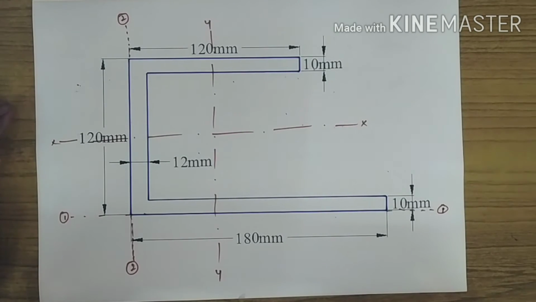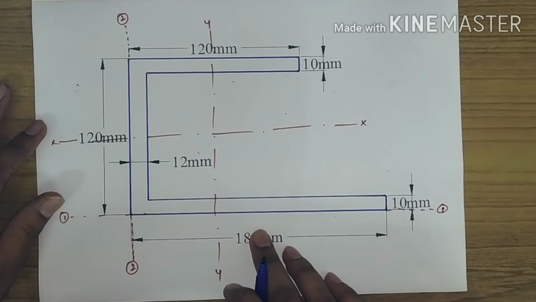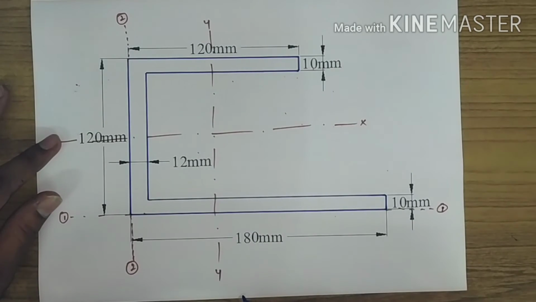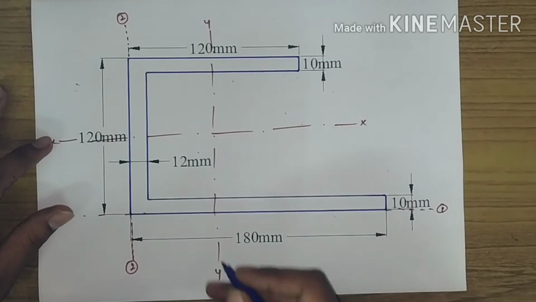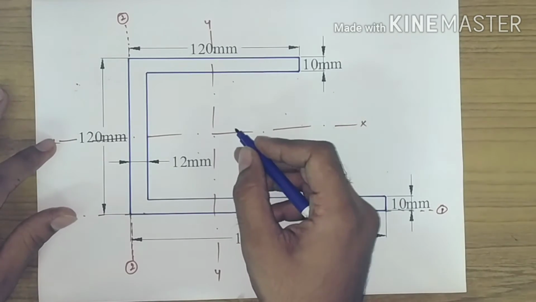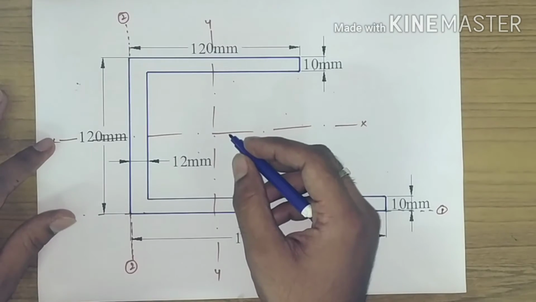Let's move on to the next problem. The given section is looking something like this. It is a C section. Here if you see, the given section is not symmetrical about both x and y axis. So again we have to determine the moment of inertia, and also they have asked us to determine the radius of gyration. So we will see how to calculate that also.